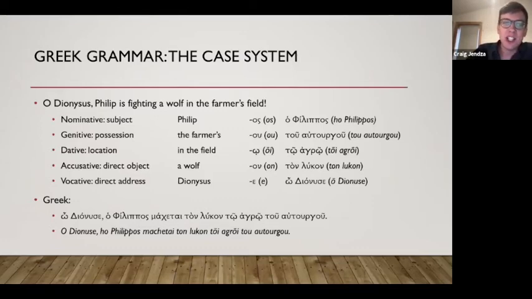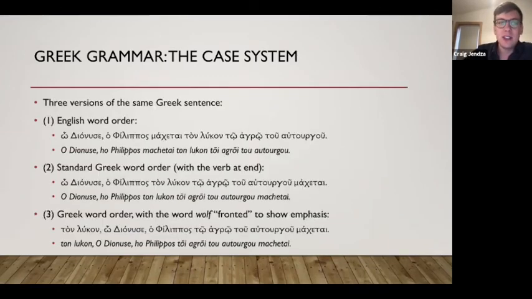Now, if I were teaching you for real, then I'd make you learn all of these endings because that's super important. But for us, I just want you to get the gist of how Greek goes about doing it. So if this is how they do it, does word order matter at all? Well, the answer is kind of yes, but kind of no.